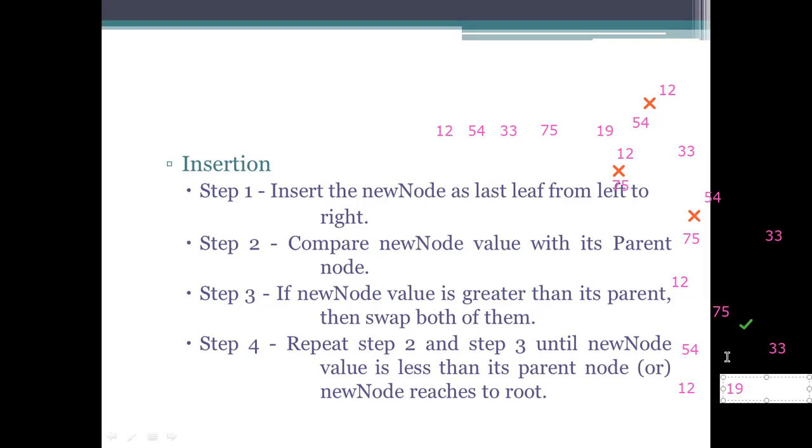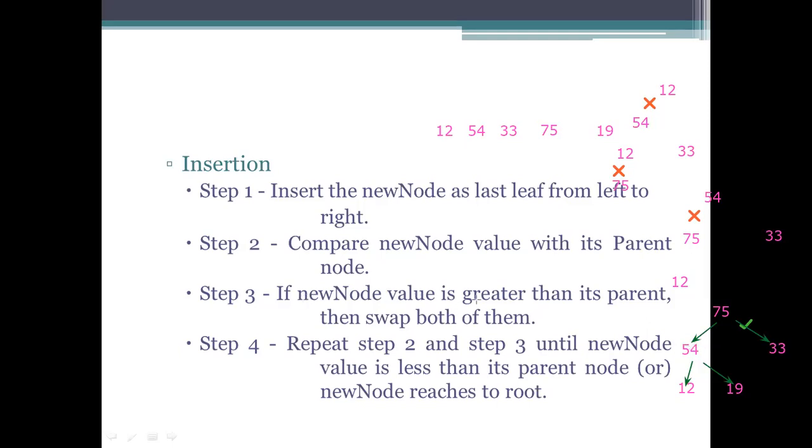Right side of the 54. Then what happens? It specifies the right child for this 54. This is the left child. This is the right child. Okay, so now compare the values. Compare the new node with the parent node. As it is less than, then no need to perform. That's why it is doing.